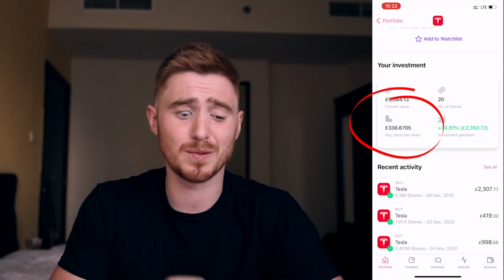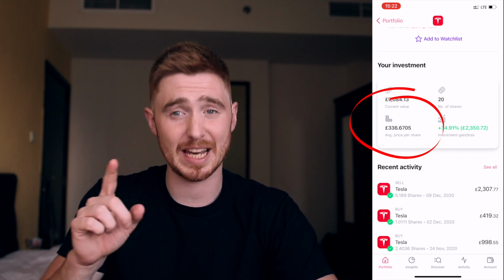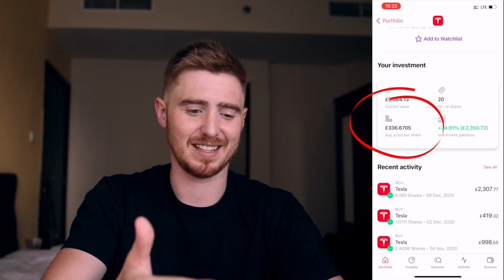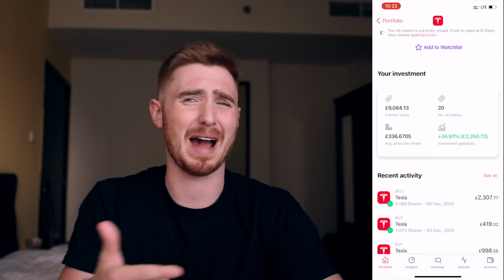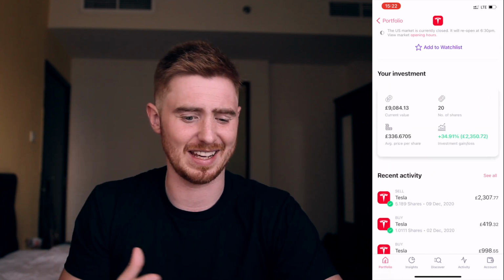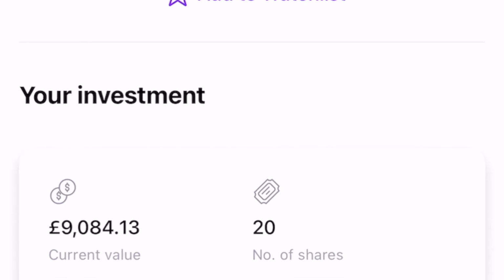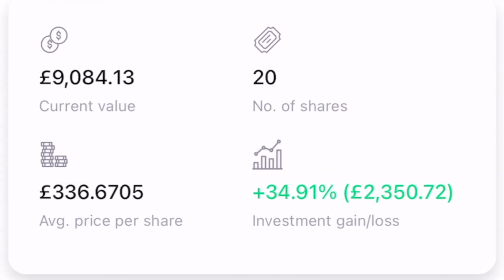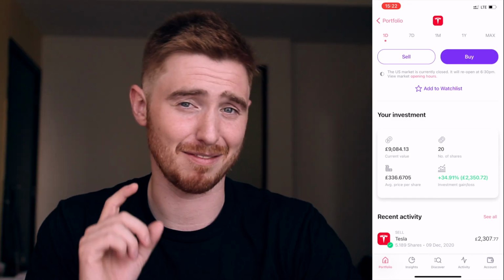This is the one thing that I don't like about the app. It shows the average price per share in pounds. I wish this was in dollars, or I had the option to change between pounds and dollars, because Tesla is traded in dollars. So it's strange to see it's $609, but my average cost basis is £336, you know? Then I have to do the conversion in my head or online, and it's a little bit annoying. And then we see the investment gain and loss, 34%, incredible. Tesla is a speculative stock, get involved at your own risk.